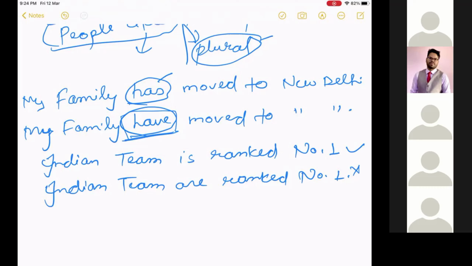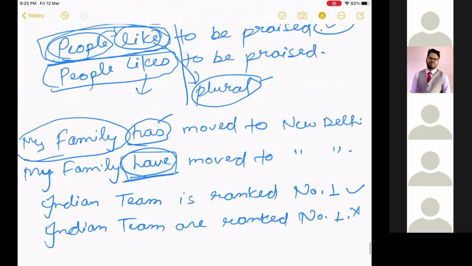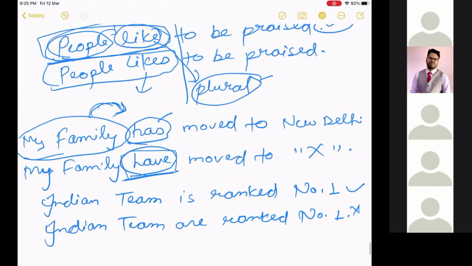Singh. Okay, so Vatika Singh. If we talk about Vatika Singh or the Singh family, they will represent your family. If you say my family, it represents your particular family, not your neighbor's family. So it is a collective noun, and you are using it as singular. So you will say my family has moved to New Delhi. You will not say my family have moved to New Delhi, because it is representing singular.